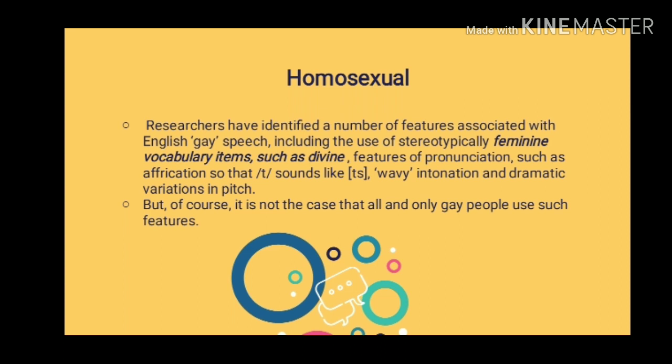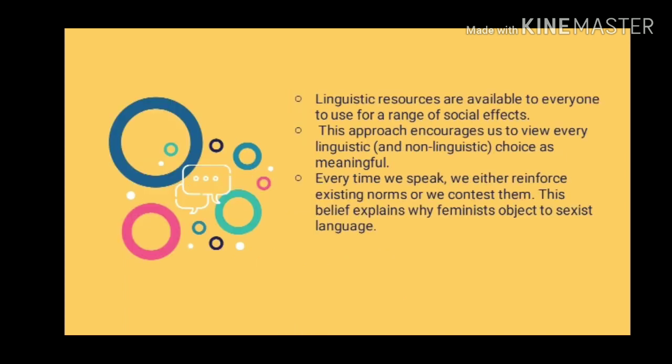In homosexuals' characteristics, researchers have identified a number of features associated with English gay speech, including the use of stereotypically feminine vocabulary items, features of pronunciation such as affrication, so that T sounds like TS, and wavy intonation and dramatic variation in pitch. But of course, it is not the case that all and only gay people use such features.